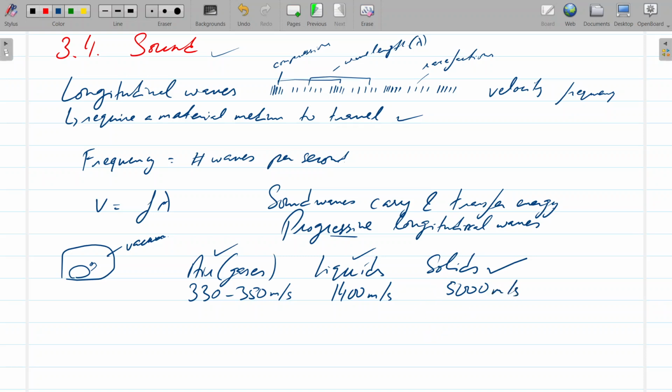This shows us that not only does it require a medium, but why is it traveling faster in solids and then less so in liquids? Because all of this is matter, but there's more matter in solids, it's closer together. In liquids it's further apart, and in gases we know it's all over the place.